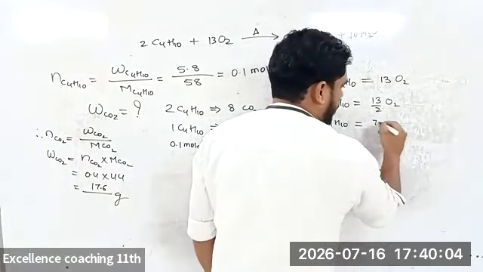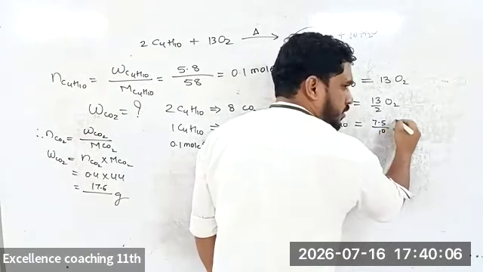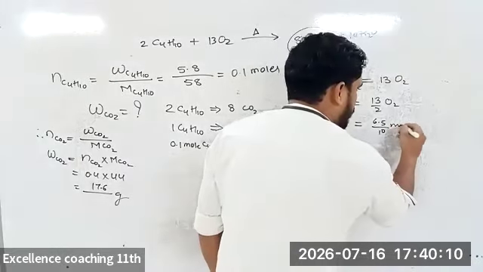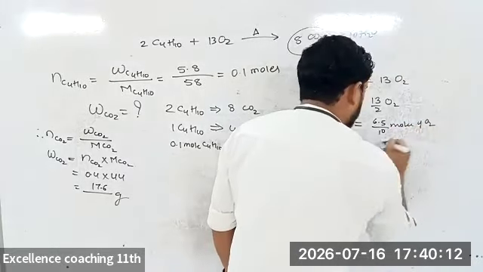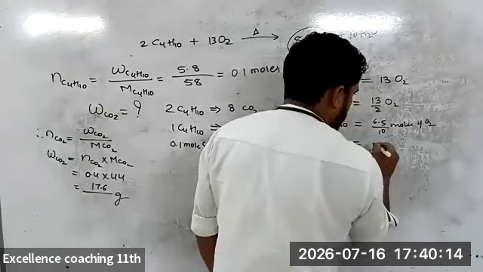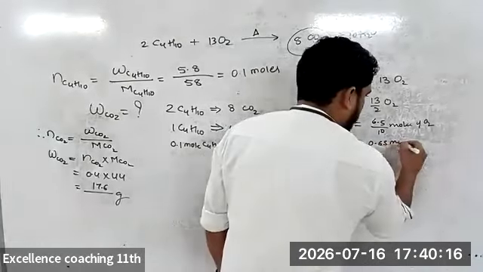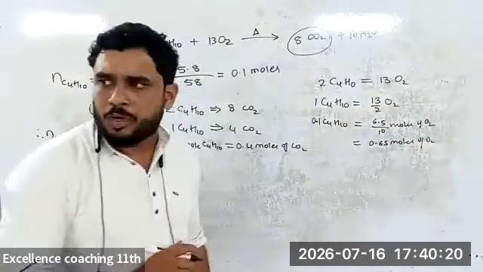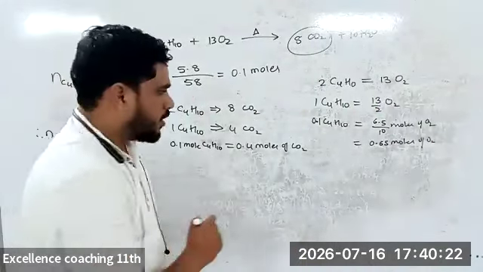So 13 by 2 is 6.5. Divide by 10. Moles of what? O2. Which will come to 0.65 moles of O2. But we want the mass of O2, correct?